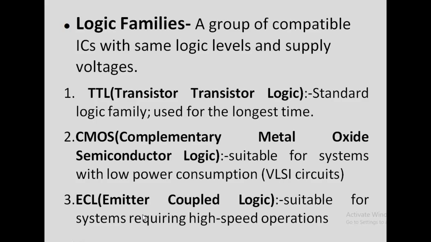Second logic family is CMOS. CMOS stands for complementary metal oxide semiconductor logic. This CMOS family is suitable for systems with low power consumption, or we can say in very large scale integrated circuits. Third logic family is ECL. ECL stands for emitter coupled logic family. It is suitable for systems requiring high speed operations.